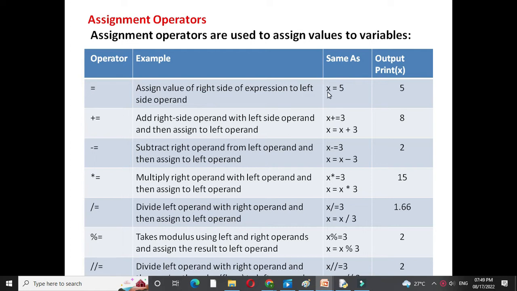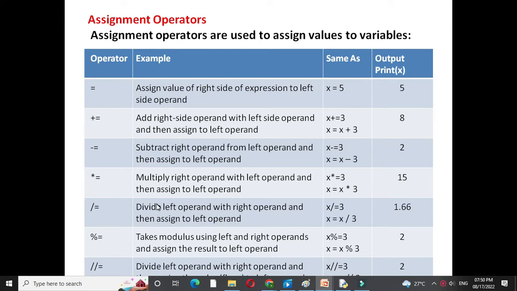For example, if x equal to 5, the output will be 5. Plus equal to, which adds the right side operand with the left side operand and then assigns to the left operand. For example, if x plus equal to 3, the output will be 8, since the x value is 5, so 5 plus 3 is 8. Minus equal to, which subtracts the right operand from the left operand and then assigns to the left operand. For example, if x minus equal to 3, the output will be 2, since 5 minus 3 is 2.